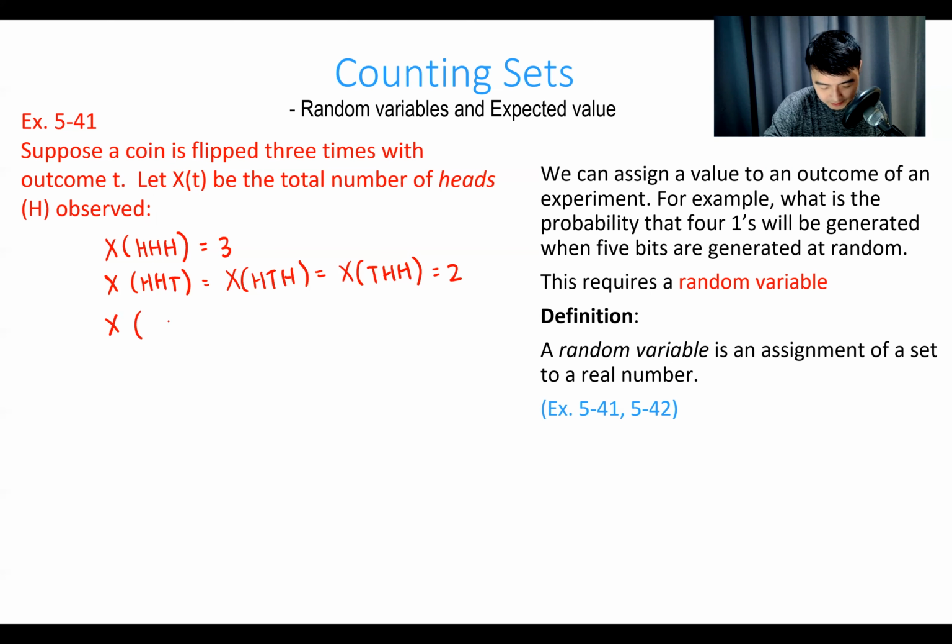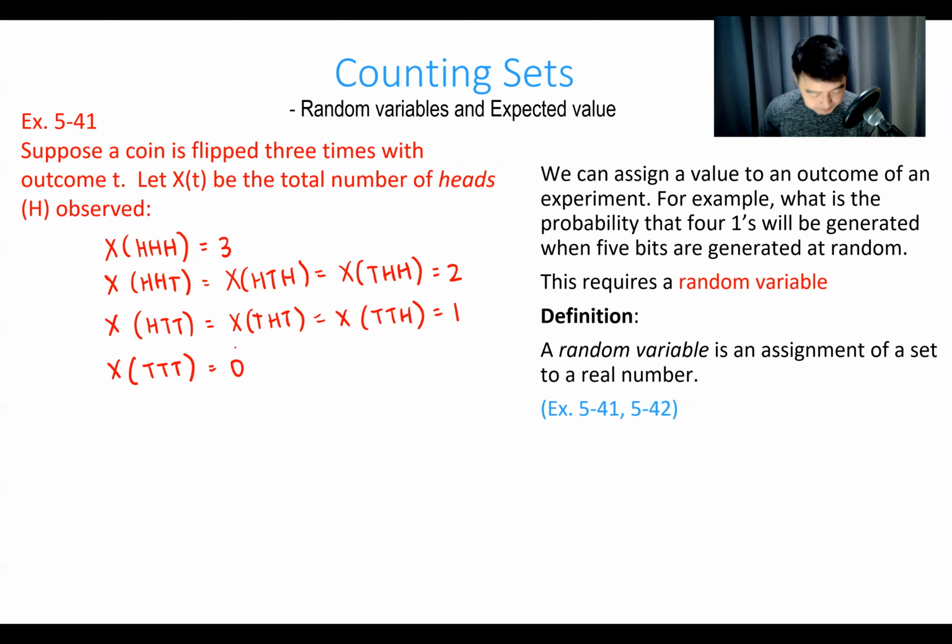And then there's another case where the heads only happens once, so HTT, THT, and TTH. And this is equal to 1. So in all 3 of these outcomes of flipping the coin 3 times, there's only 1 head. So these are cases where it's assigned to be 1. And then finally, there's one last case where we have all tails. So the x of these tails is going to be 0, because there are no heads that are present.